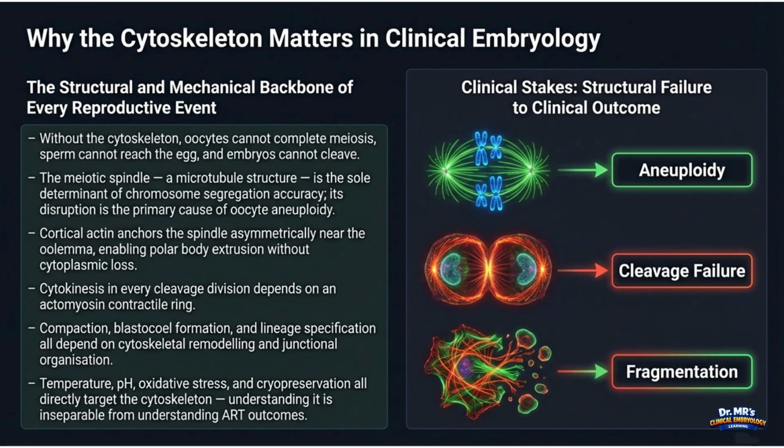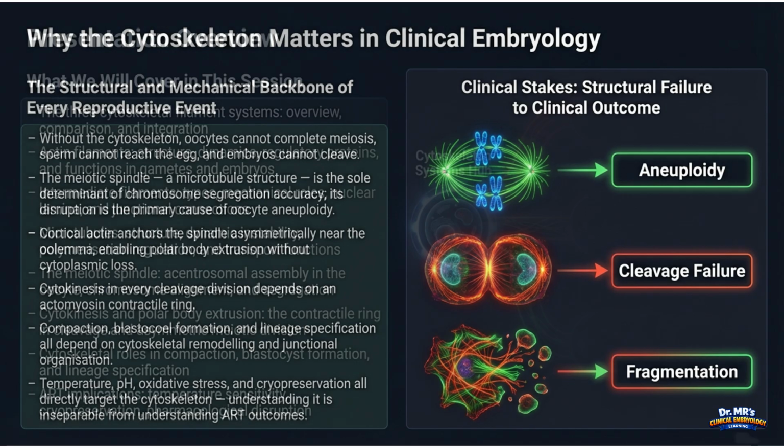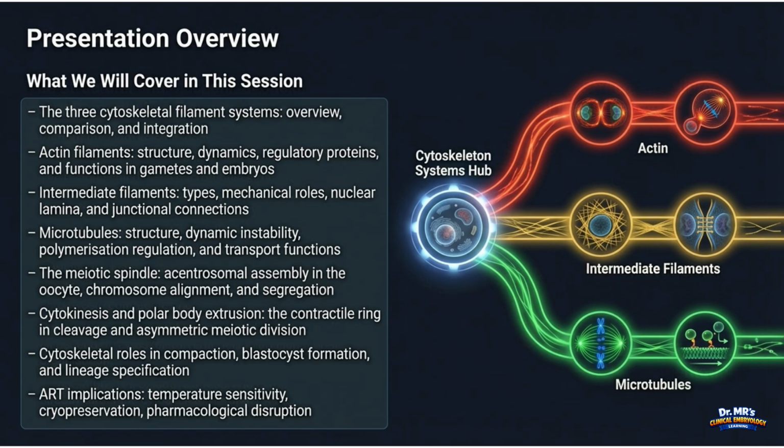And before any of that even happens, the oocyte has to parcel out its cytoplasm with this exquisite, deliberate asymmetry. Oh, the asymmetric division, yes. It pushes out the polar body, dumping the unwanted chromosomes while hoarding all the metabolic machinery for itself. All the mitochondria, the maternal mRNAs. And none of which happens without the cytoskeleton generating physical force.